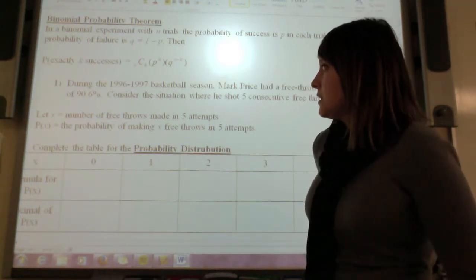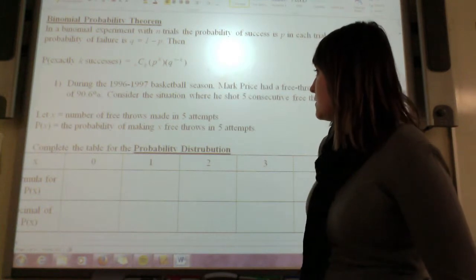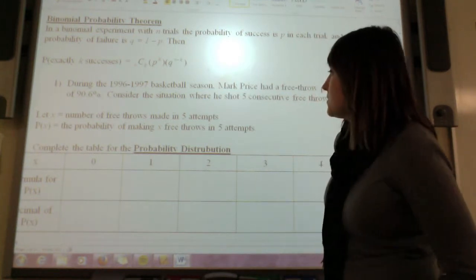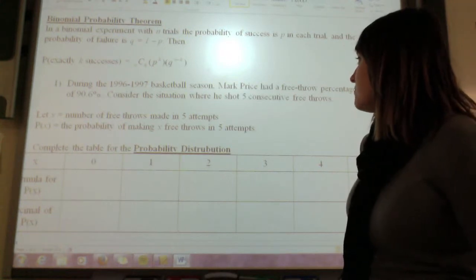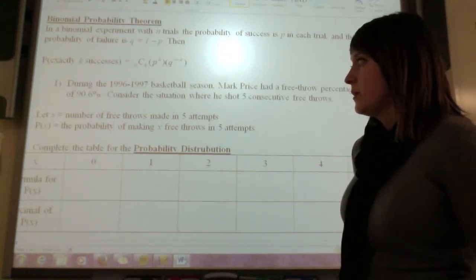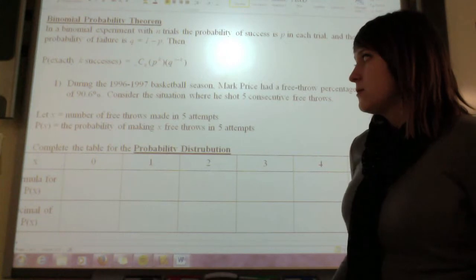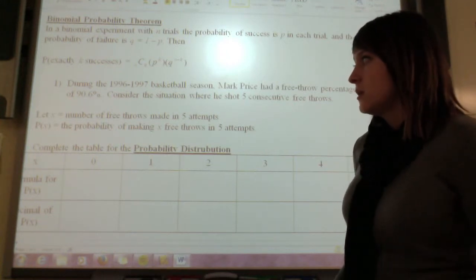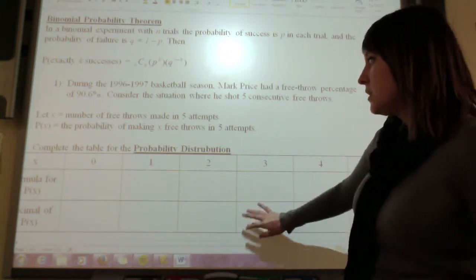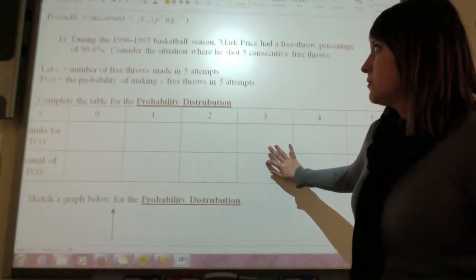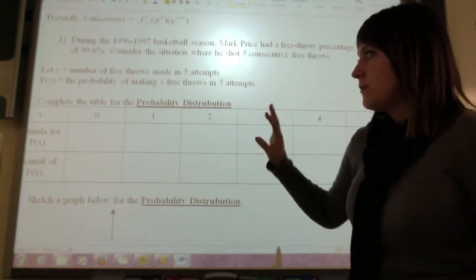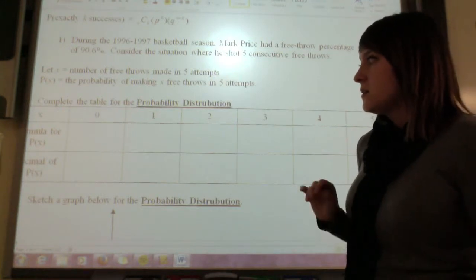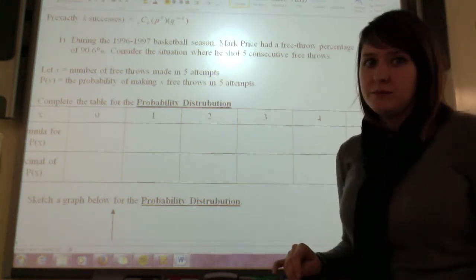During the 1996-1997 basketball season, Mark Price had a free throw percentage of 90.6%. Consider the situation where he shot 5 consecutive free throws. We're going to let x equal the number of free throws made in 5 attempts, and P of x be the probability of making those free throws. To complete this table for the probability distribution, in the first box I want the formula, and in the second box I want the decimal.